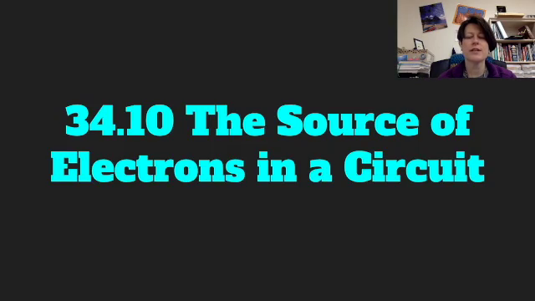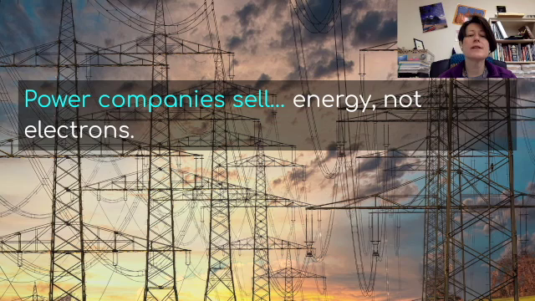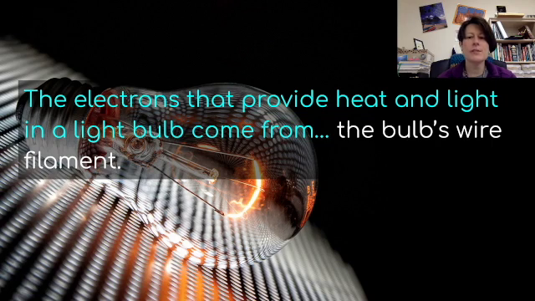So the source of electrons in a circuit: the power companies sell energy, not electrons. Okay? They are selling us energy, not electrons. The electrons that provide heat and light in a light bulb come from the bulb's wire filament, right here. Okay? They are not from the power company at all. Like I said, it's just the energy to get them in motion and to provide that heat and light.